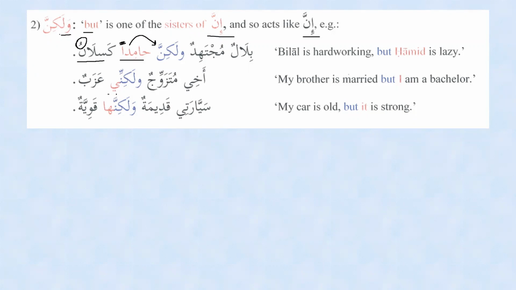Now we know that with walakinna, similarly with inna, we can use all the attached pronouns as we practiced for inna. Now you can practice all the attached pronouns with walakinna. For example, walakinna, walakinnahu, walakinnahuma, walakinnahum, and it continues all the way up to walakinnani and walakinna or walakinni. Both of them are possible. Sayyarati qadimatun walakinnaha qawiyatun. My car is old, but it is strong.